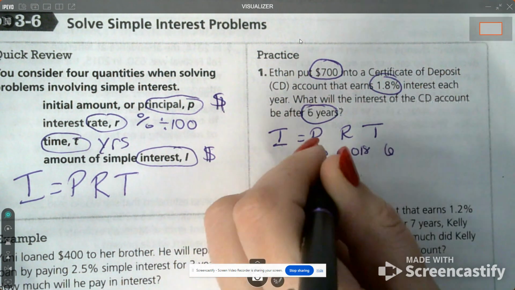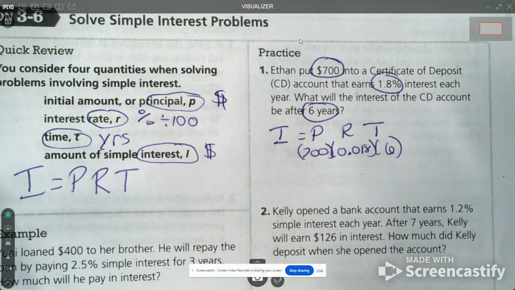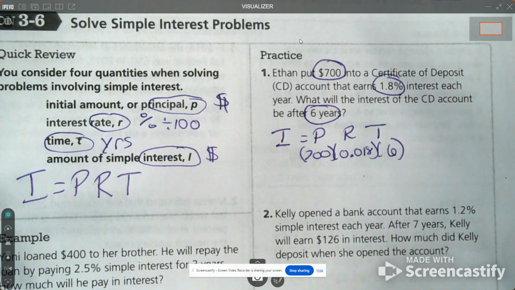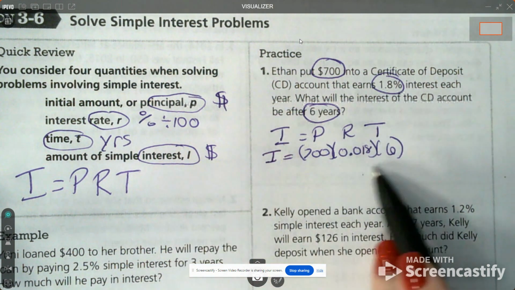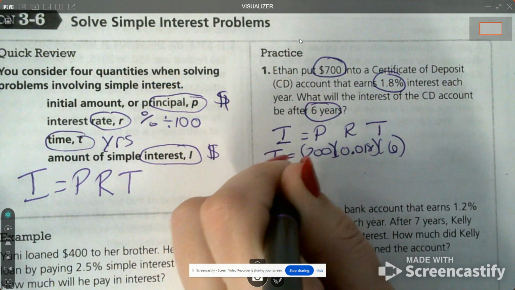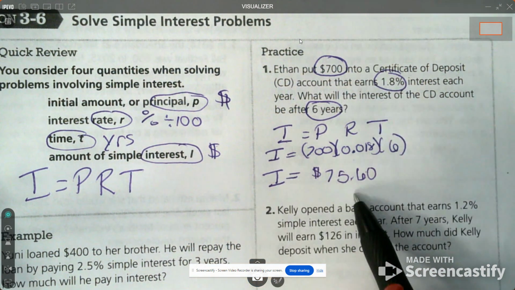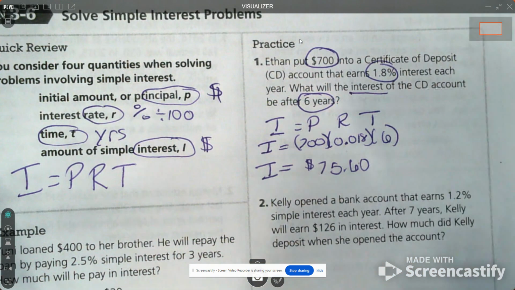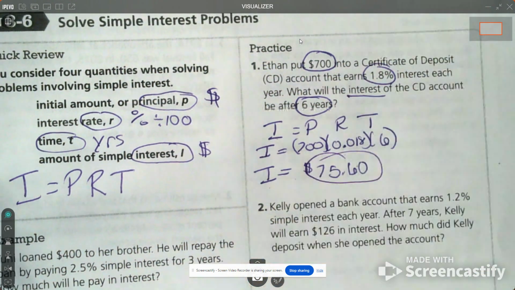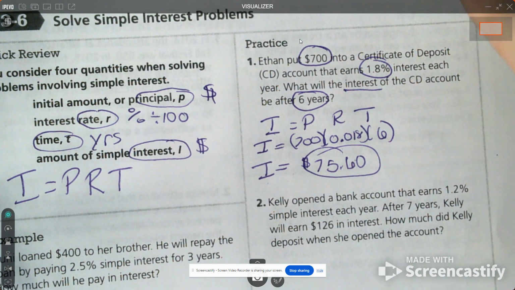It's the time. Now, when I have all of these numbers side by side like this, how do I solve that? Cameron, how do I solve it? Do I add, subtract, multiply, or divide these numbers? I just multiply them straight across. And so 700 times 0.018 times 6. What would it be, Rylan? 75.6. And if I go back and read my question, what will the interest be of the CD account? Well, it says my interest is 75.6. So that's my answer. So on these, like I said, we didn't get a ton of practice with them. I think your bell work, the second one was a lot like this, but it really is just as simple as putting it where it goes in the equation.